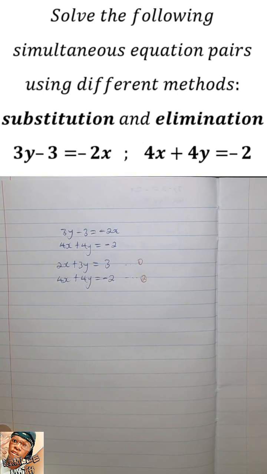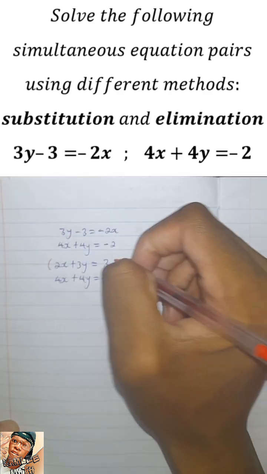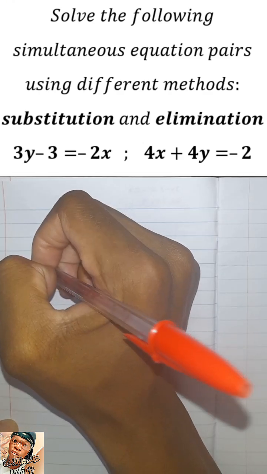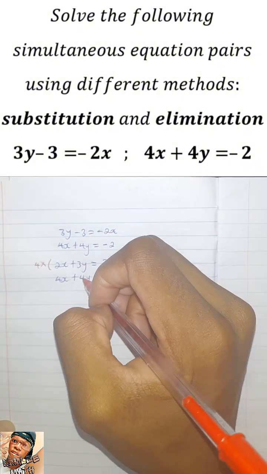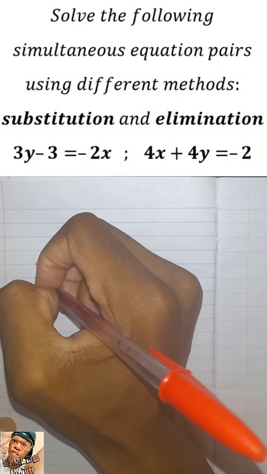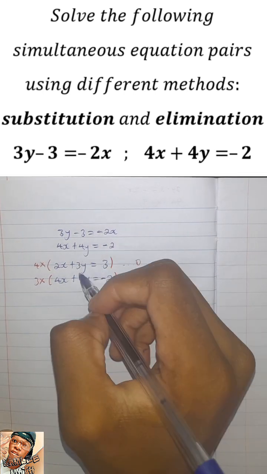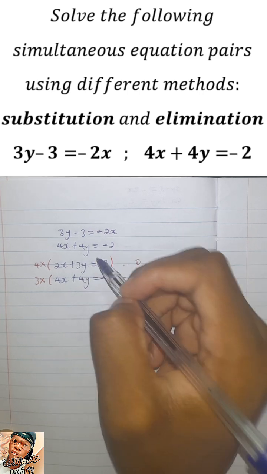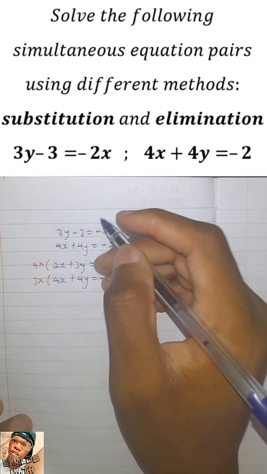So how do we get 12? We multiply 3 by 4. So that means we're going to multiply equation y by 4. And then to get 12, we multiplied 4 by 3, so that means we're going to multiply the second equation by 3. In that way, in both equations, we're going to have the coefficient of y as 12. Okay.